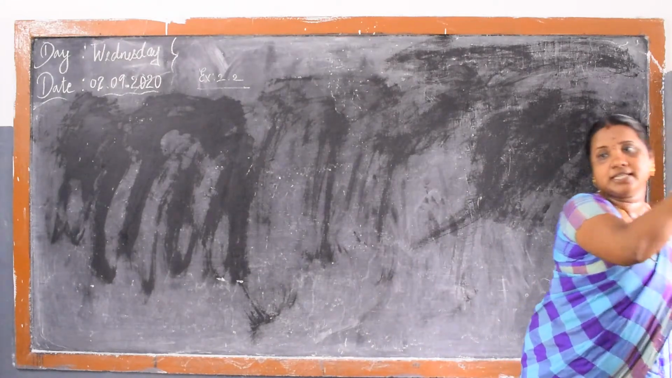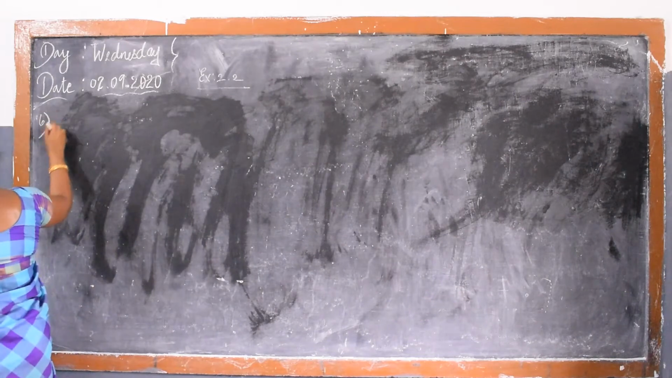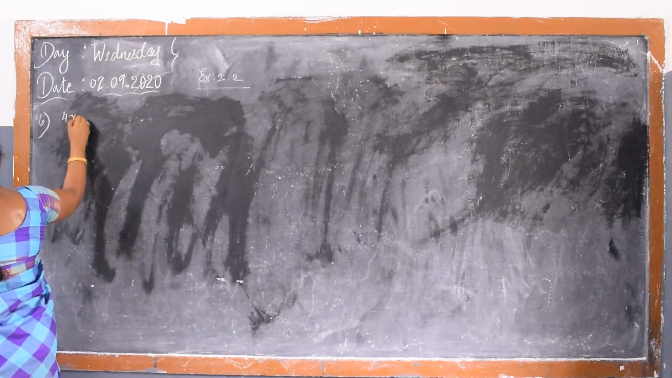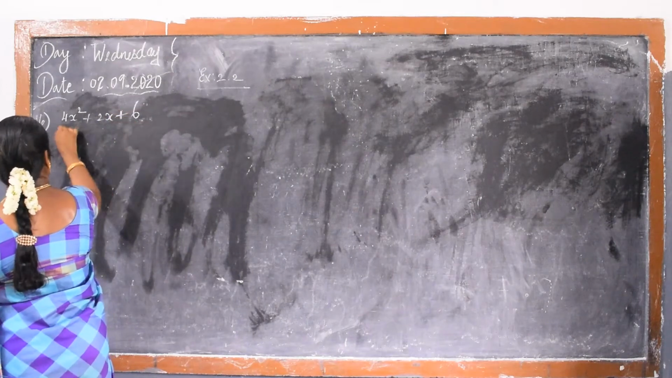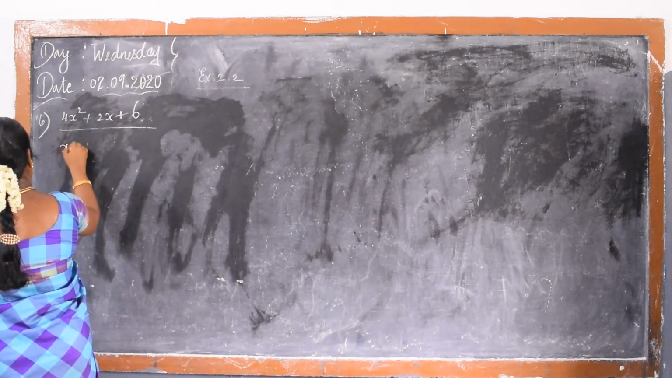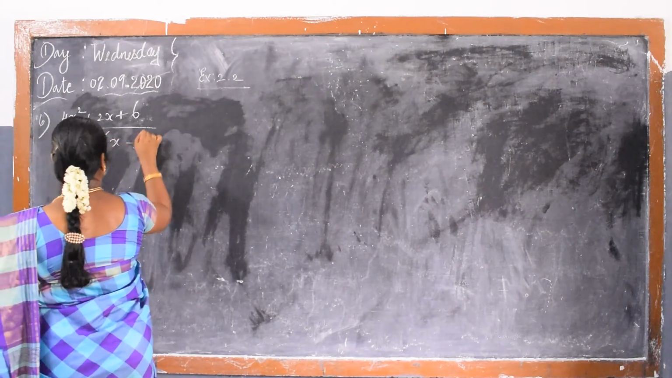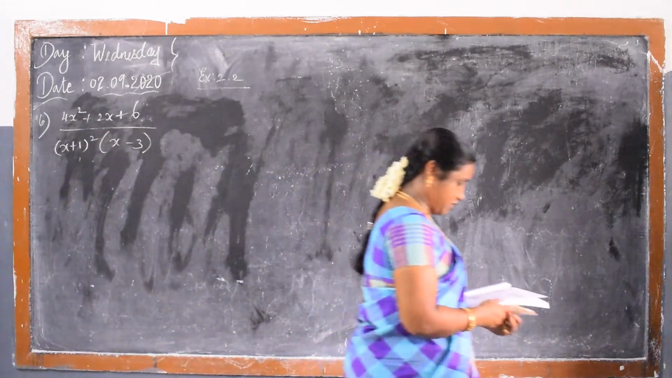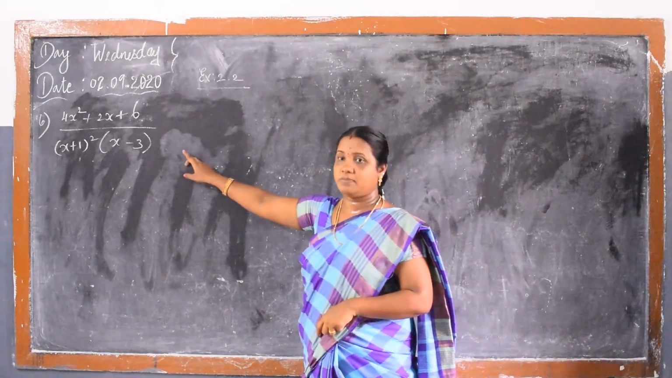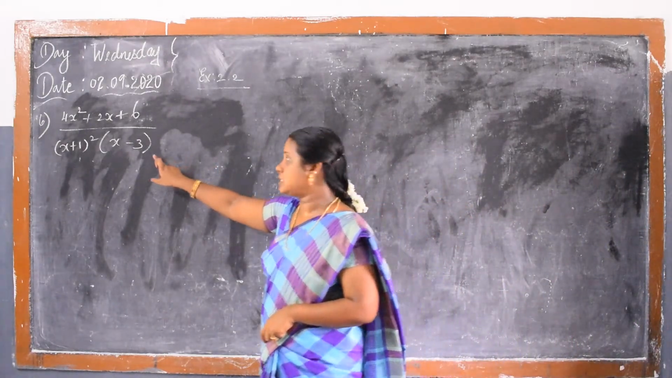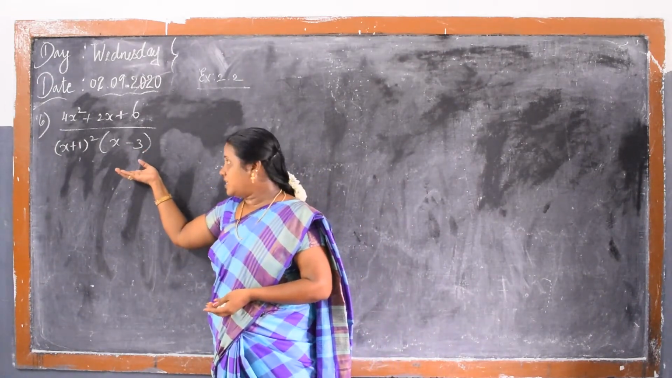See, next is our sixth problem. Our sixth question is 4x square plus 2x plus 6 divided by x plus 1 whole square into x minus 3. Here also you have to use partial fraction.